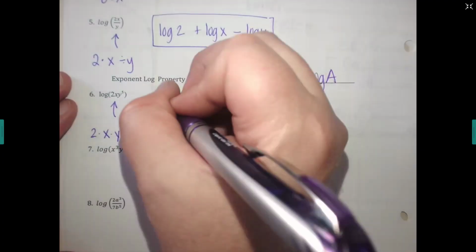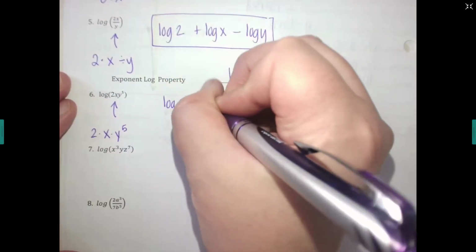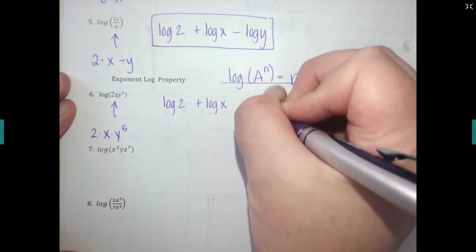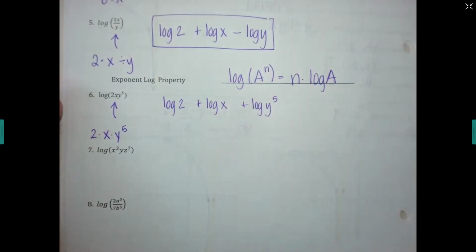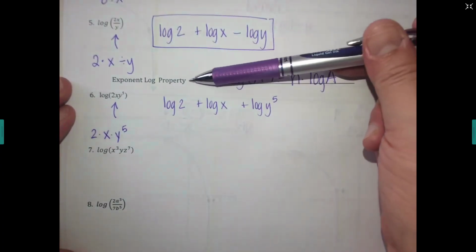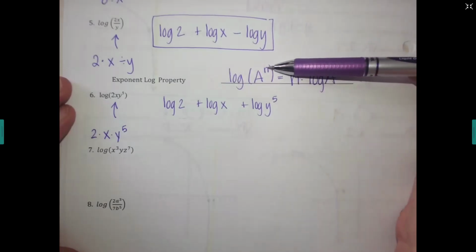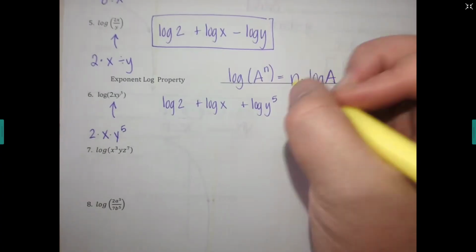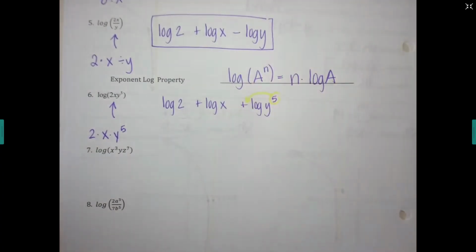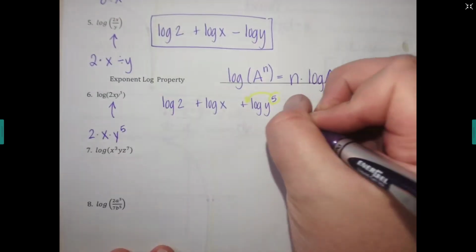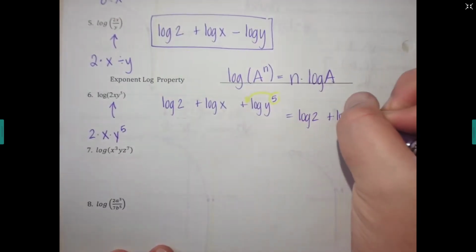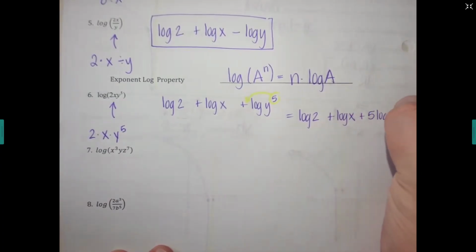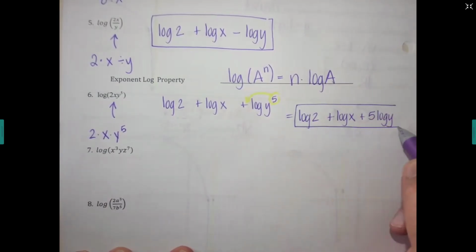So here's what I'm going to have for my first step. Log 2 plus log x plus log y^5. Okay, that's using the rules we already covered. Then, using this exponent property, if I have an exponent, I could just drop it down to the front. So which number is an exponent here? The 5 is going to just drop down to the front of its own log, not all the way to the front, but just to the front of y's log. So here's your final answer. It'll be log 2 plus log x plus 5 log y. And you're done. Okay?